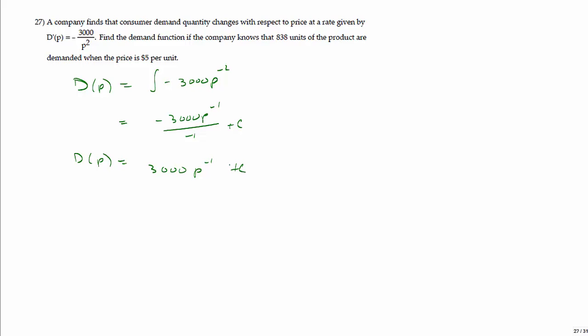And like I said, I have to find c. We are told that the company knows that 838 units of the product are demanded when the price is $5 per unit. So that means the demand, x, is going to be 838 when the price, p, is $5. So I'll plug that in down here so I can solve for my c. So the demand, d of p, is going to be 838, and that's equal to 3,000 p to the negative 1, so over p, so over 5 plus c. And now we solve this for c.